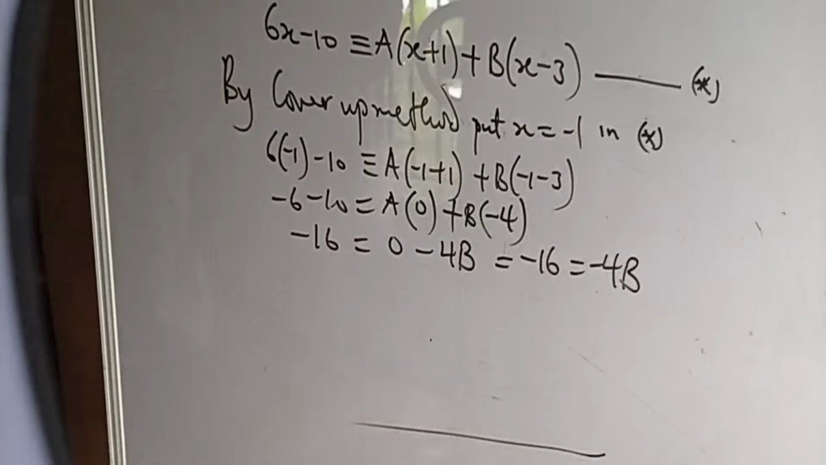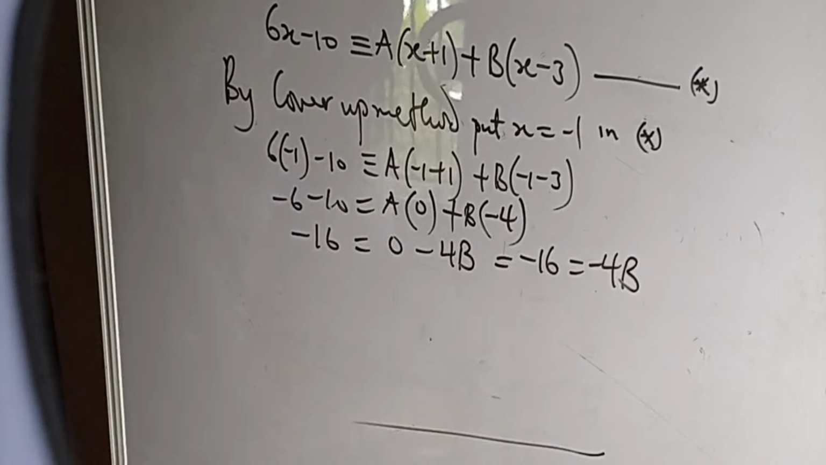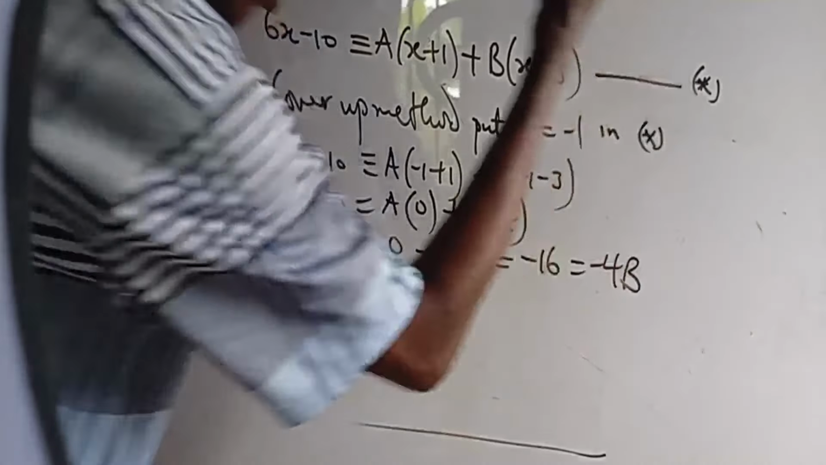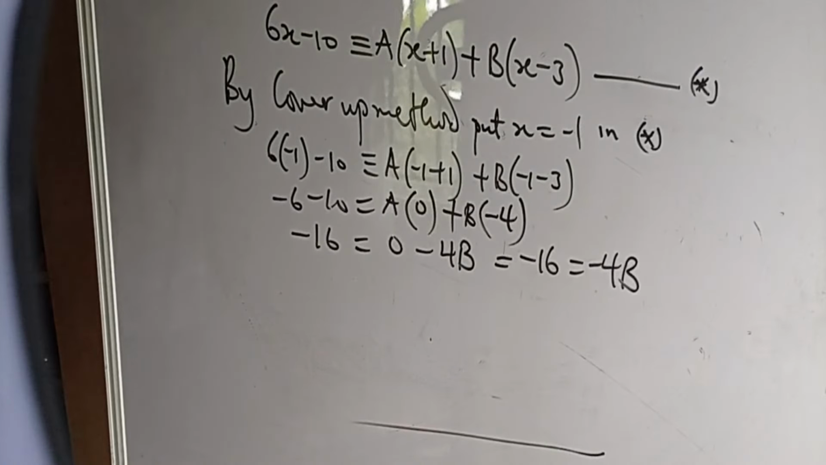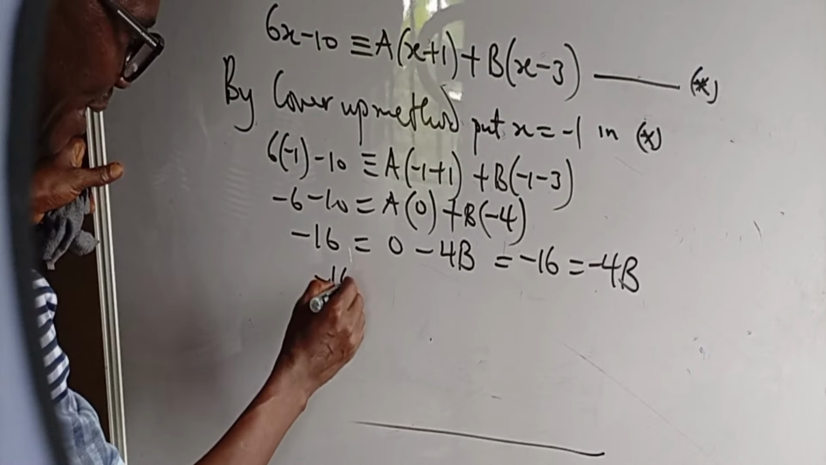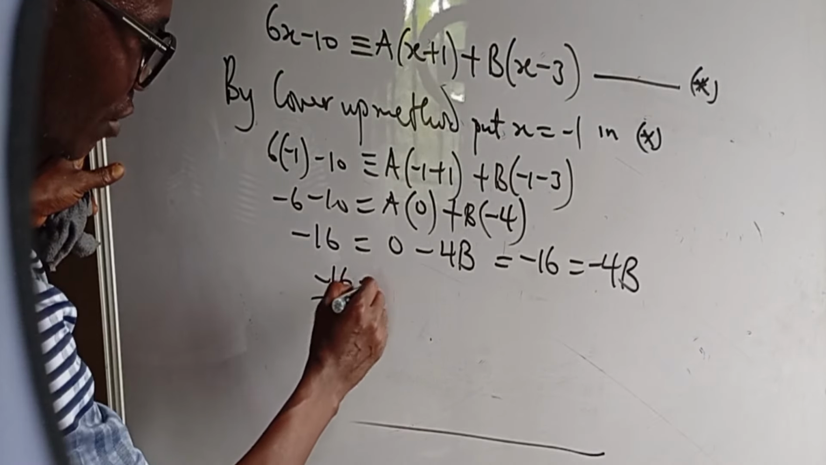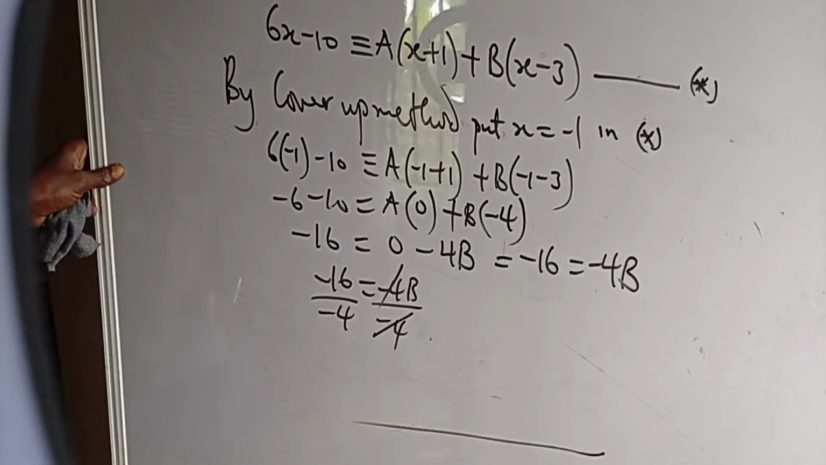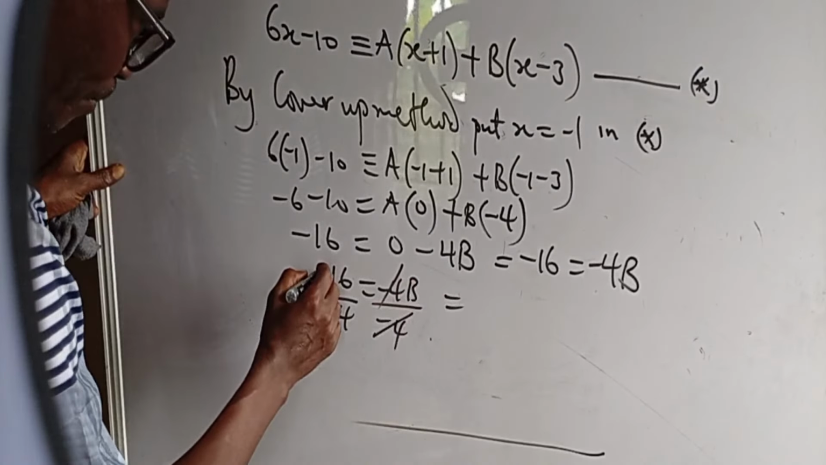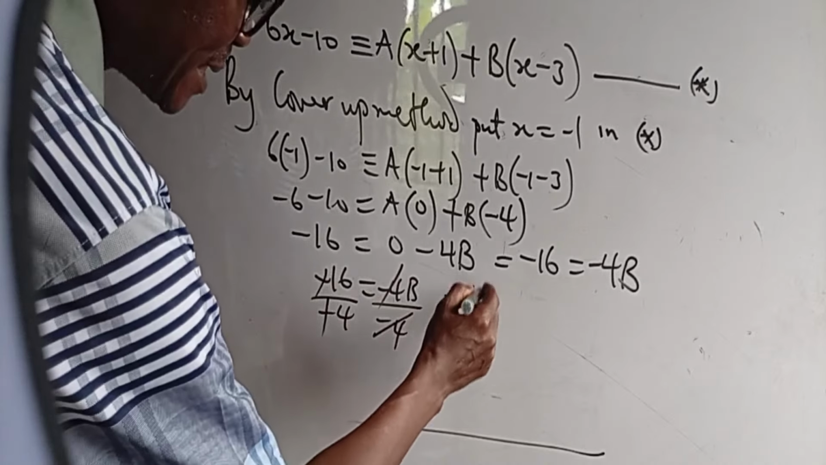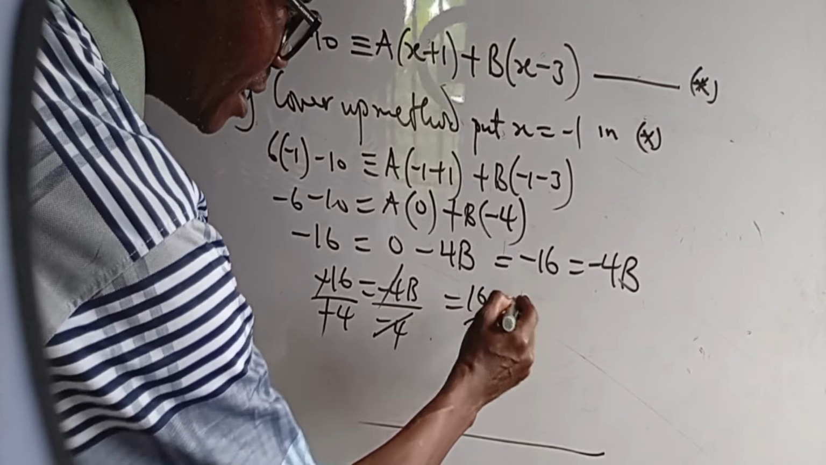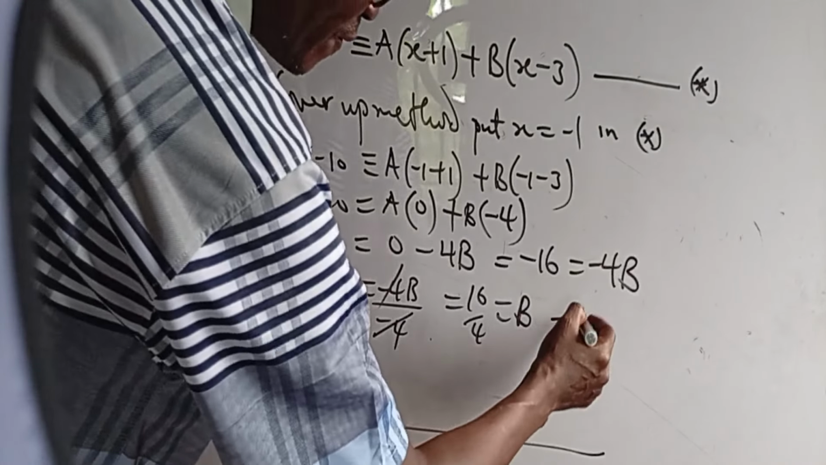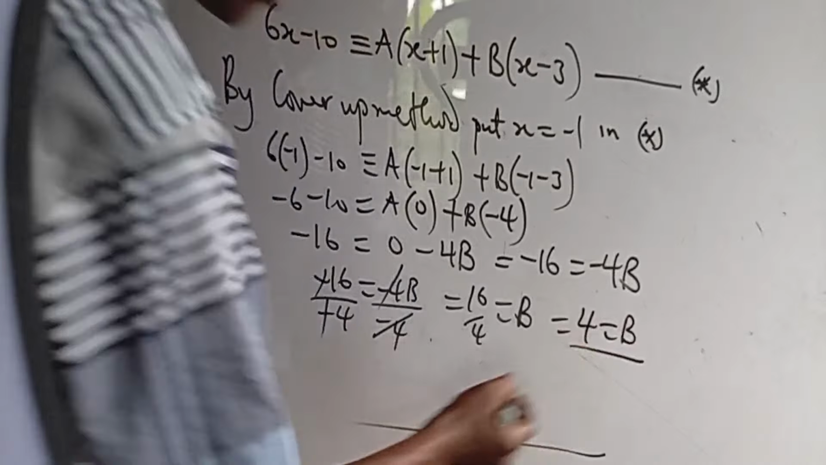Then how do you now get B? Just divide both sides by minus 4, because without minus 4 being eliminated, we will not get the value of B. So minus 16 all over minus 4 equals minus 4B all over minus 4. So minus 4 will cancel minus 4. Minus times minus is plus, so 16 all over 4 equals B. And how many 4s do you get in 16? You have 4. So B is equal to 4.